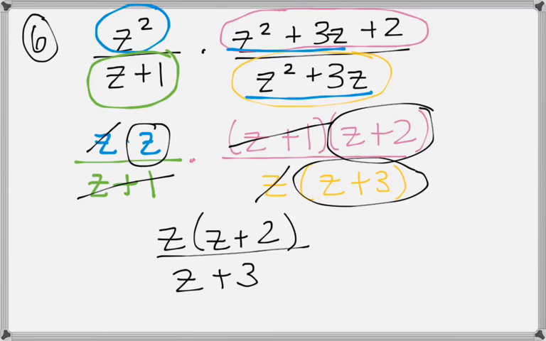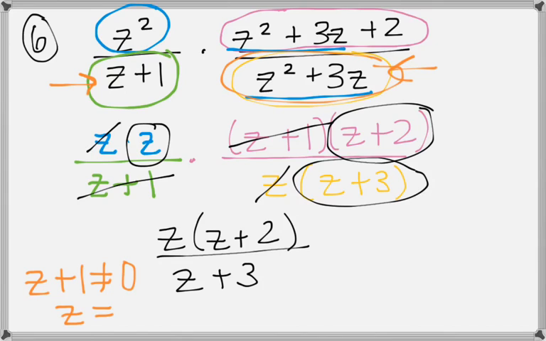And we are also supposed to find the restrictions. Remember, we have restrictions at any value for z that's going to make us divide by 0. And those come from the original problem. So up here, this can't equal 0 and neither can this. So to figure out what would make z plus 1 equal 0, I say z plus 1 cannot equal 0, and I solve that little problem. And I get z cannot equal negative 1.